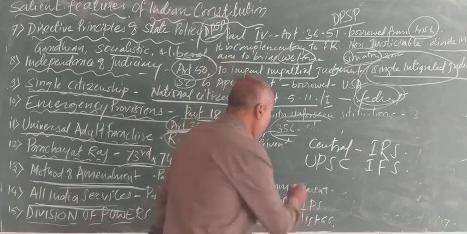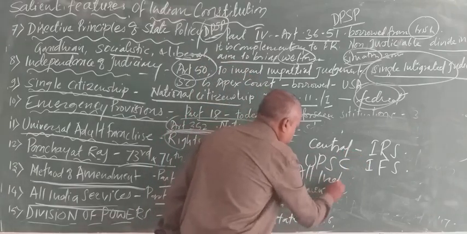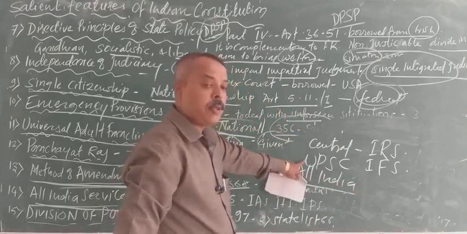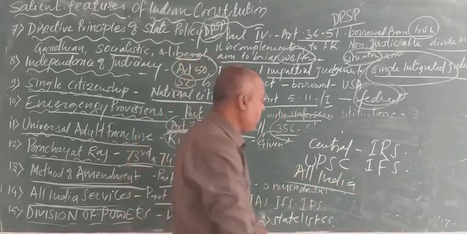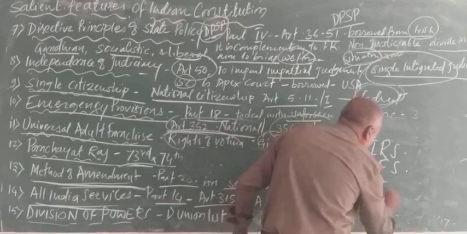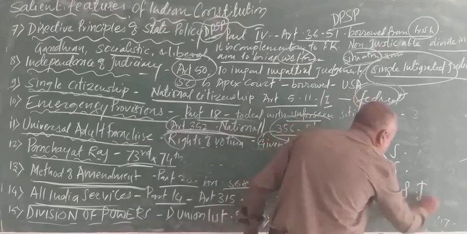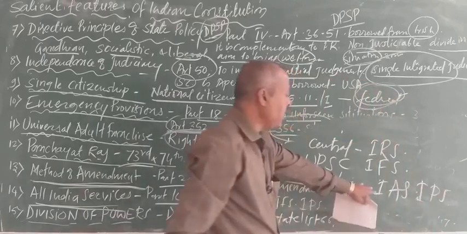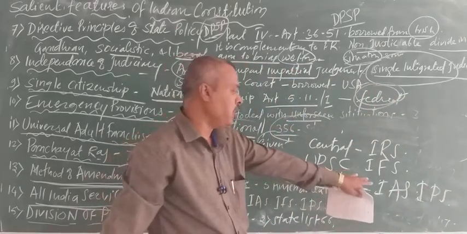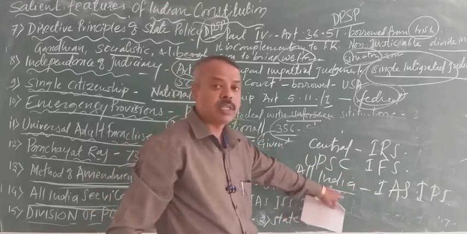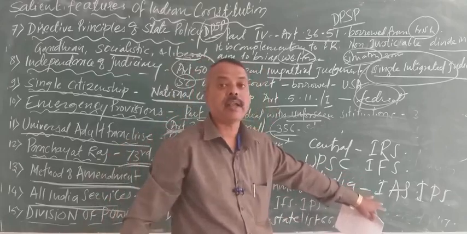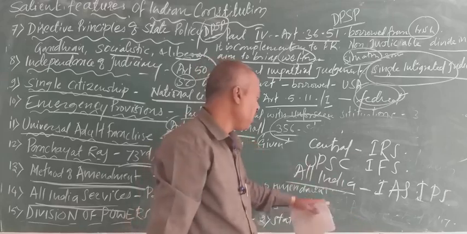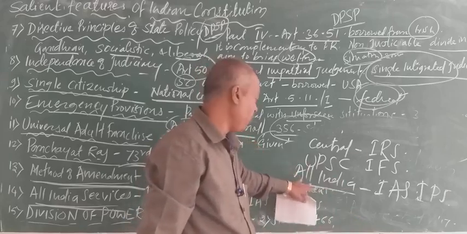Next, there are the All India Services. These are also recruited through the UPSC by the central government, and these officers are known as IAS, IPS, IFS. IAS is Indian Administrative Service, IPS is Indian Police Service. These All India Services can be utilized by both center and state. They can be transferred from center to state or state to center, but they are controlled by the central government.